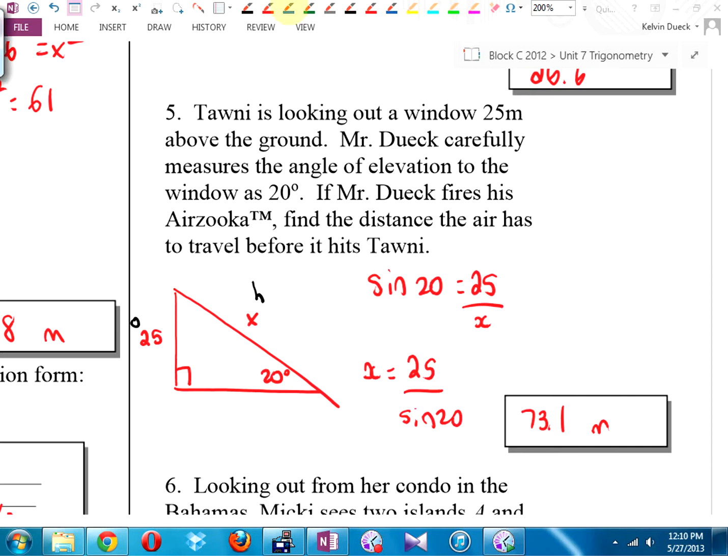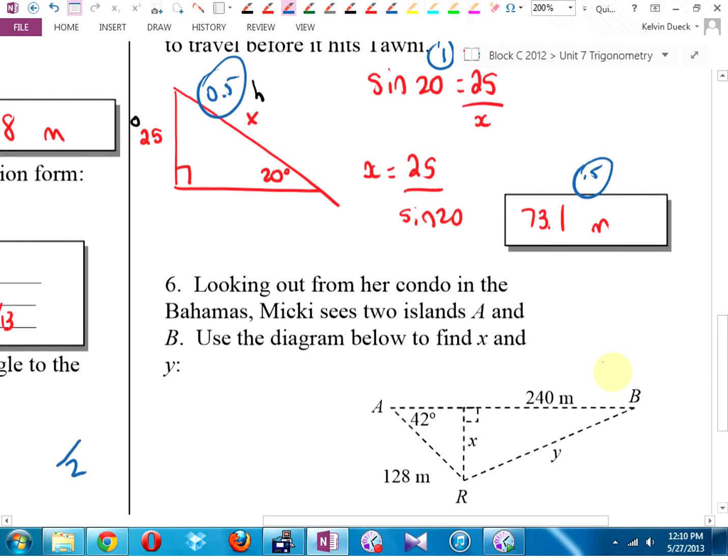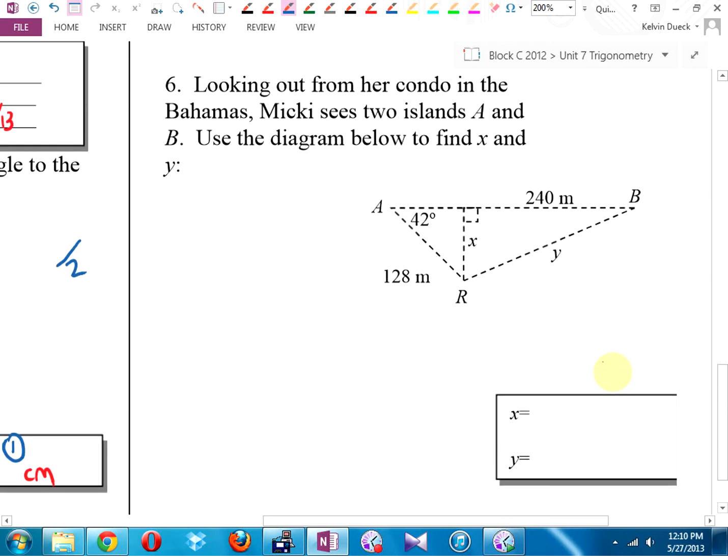I would give you a half mark for a good diagram, 1 mark for cluing in its sign, and a half mark for the answer. If you got the right answer, again, Garrett, you get full marks. Looking at it from her condo in the Bahamas, Mickey sees 2 islands, A and B. Use the diagram below to find X and Y.